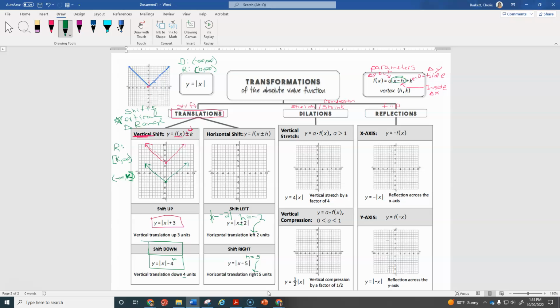So for +2, we would shift the vertex to the left 2, and then my graph would look like this. And then when we see -5, that means we're shifting it to the right 5. So the vertex would move right there, and then I'd do rise 1, run 1, rise 1, run 1. Okay, so when it was x +2, I went left. When I see x -5, H is really a +5, so we move to the right.